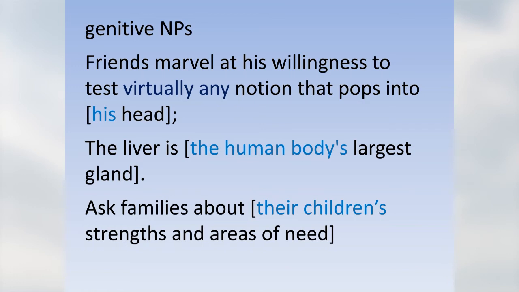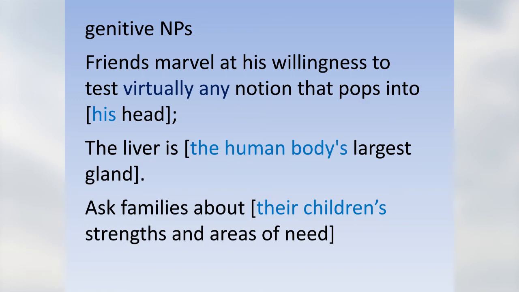Genitive noun phrases can be quite a bit bigger than the word his. Look at this one. The human body's largest gland. So the human body's is the genitive form of the noun phrase the human body, right? That z there, that genitiveness doesn't just modify body, it modifies the whole noun phrase, right? So the human body's is a determiner inside the noun phrase, the human body's largest gland. Gland is the head of the phrase, and largest is an adjective, a modifier. We'll talk about those in a minute.